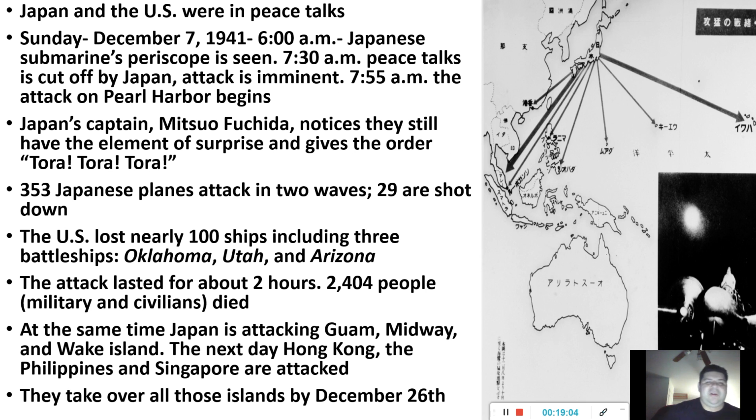Sunday, December 7th, 1941, 6 a.m. Honolulu time, a Japanese submarine periscope, the thing that pops up so they can look around, is seen by an American ship. 7:30 in the morning, that same morning, the Japanese send a message to the United States saying, "We're cutting off peace talks. No more peace talks between us. It's over." The United States is like, "Okay, well, that basically tells us that they're going to attack. But where?" They have no idea that the ships are basically right outside of Honolulu.